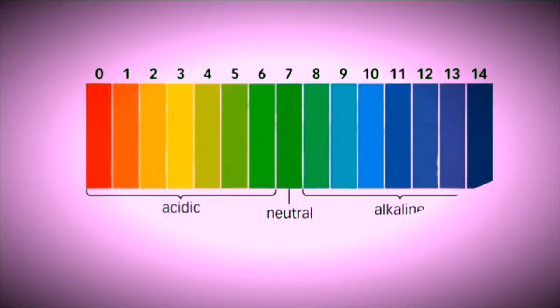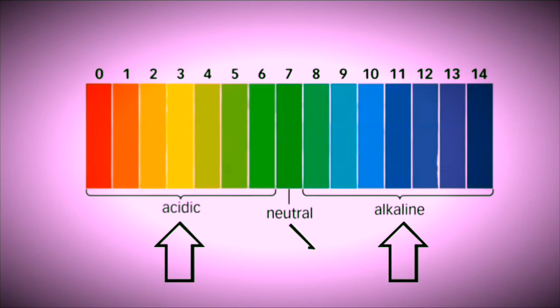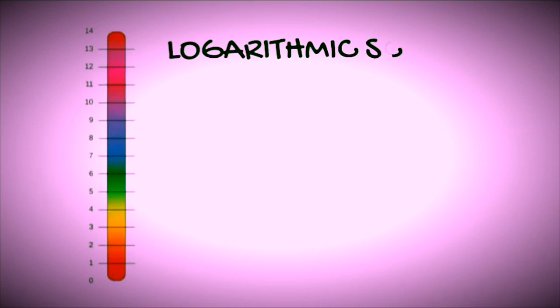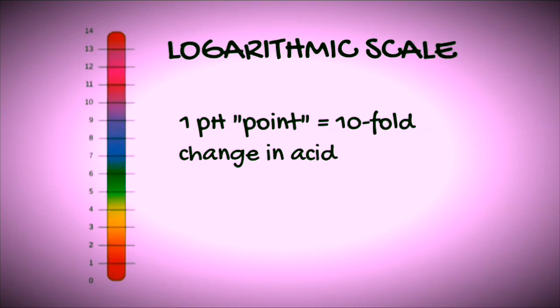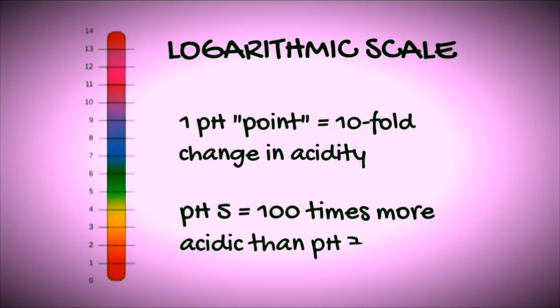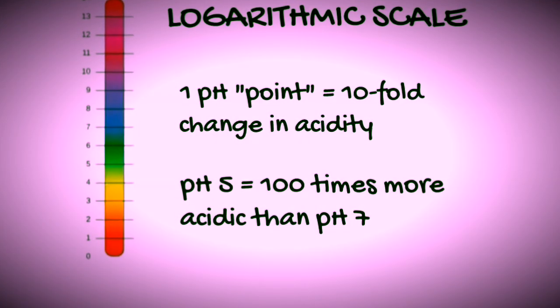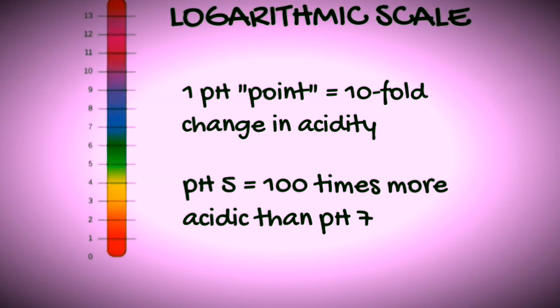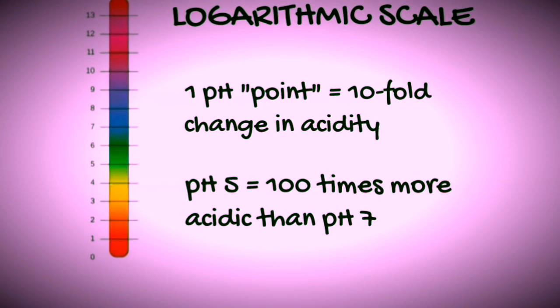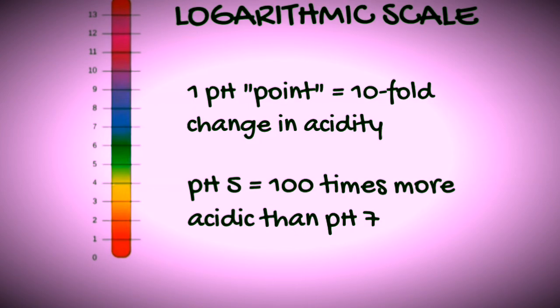On the pH scale, acids have a pH below 7, and bases, also called alkali, have a pH above 7. A pH of 7 is considered neutral. The pH scale is a logarithmic scale. This means that one pH point really represents a 10-fold change in acidity. This means that a pH of 5 is 100 times more acidic than a pH of 7. This is important to remember later on.